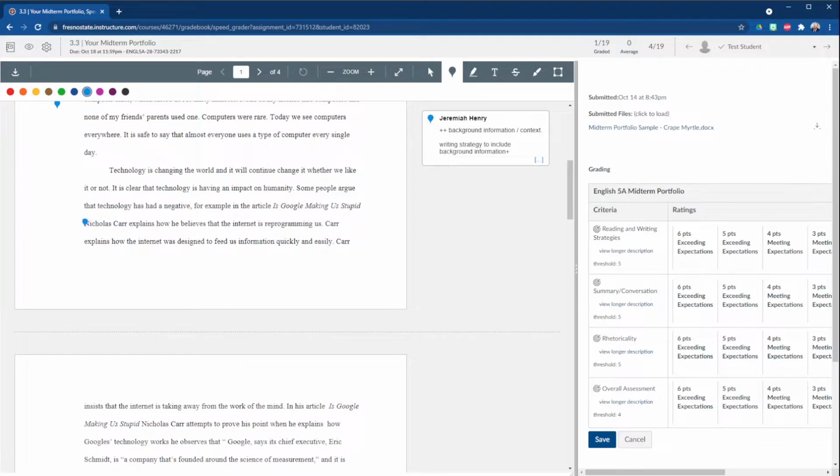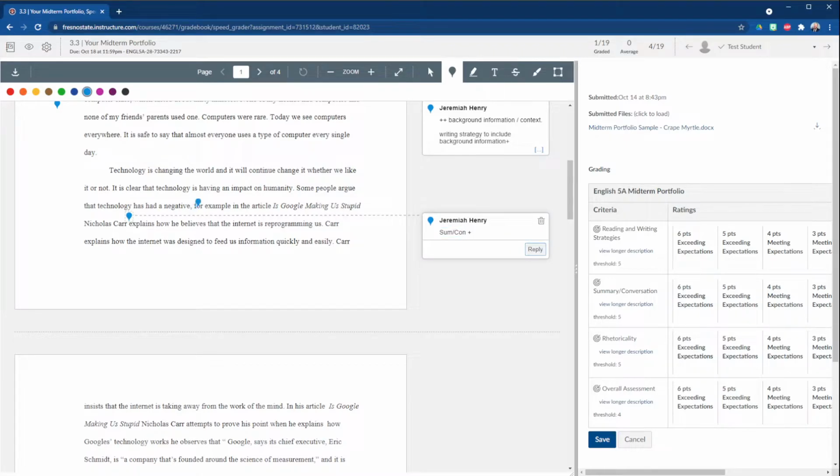Okay. A good setup for the summary: "Nicholas Carr explains how he believes the internet is reprogramming us." So there's a good summary conversation moment. Okay, the name of the author and the verb are coordinated together. The verb there is an S form of the verb, in present tense. That's exactly what MLA likes. That's all good.